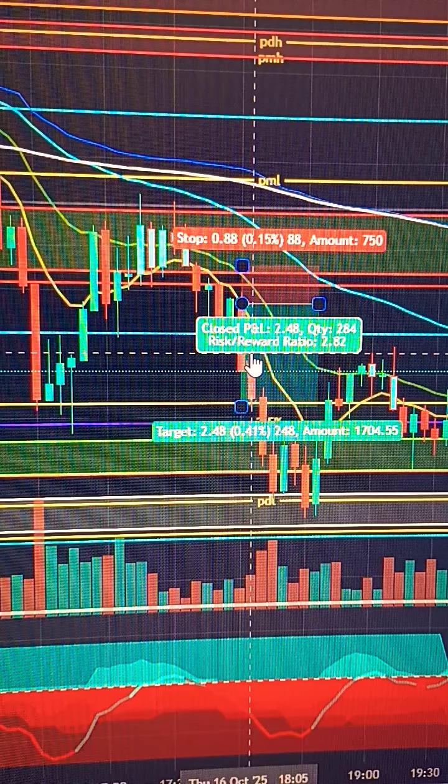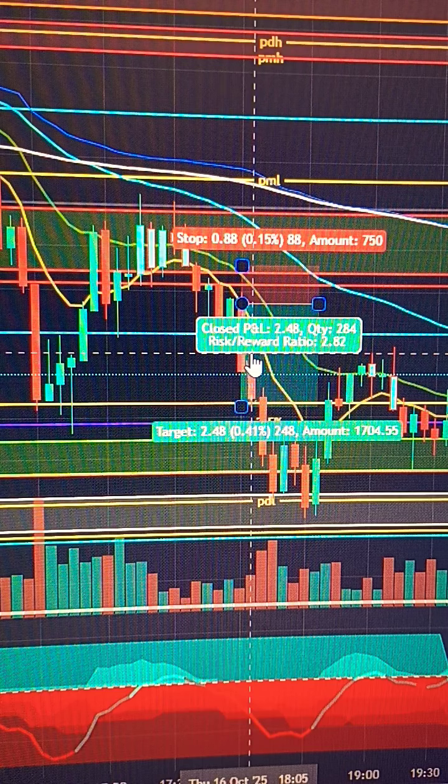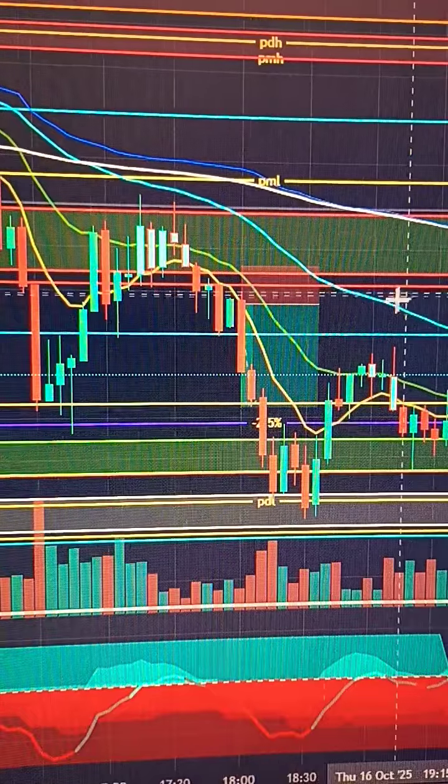This is the trade recap for October 16th, 2025. This is the trade I took today on QQQ, utilizing supply and demand, key levels, and incorporating the EMAs for extra confirmation. So let's get on the chart and do the trade recap.